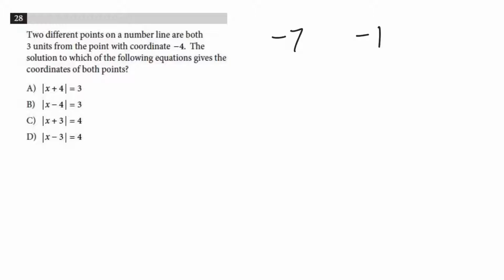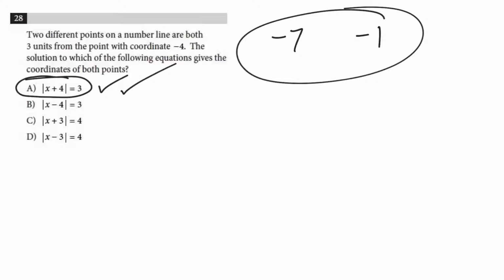So I think the easiest way to think about this is just, let's plug in some values here. Let's just look at answer A. -7 plus 4 is -3. Absolute value is 3. That works. Okay. -1 plus 4. That's 3. Absolute value of 3 is 3. Well, right away, A works. And we can go through the rest, and we'll see that these two values don't work to satisfy the equation, so we can move on.